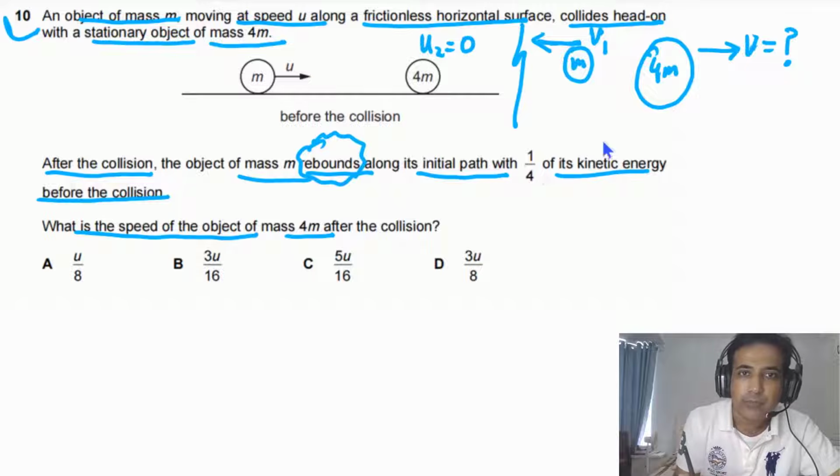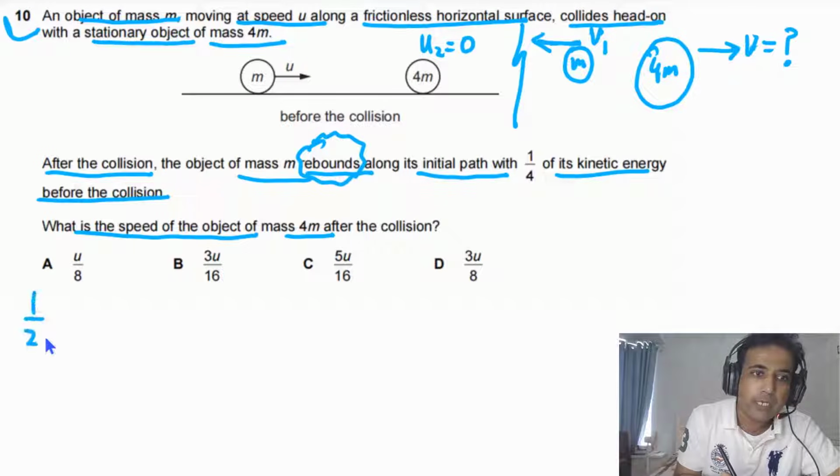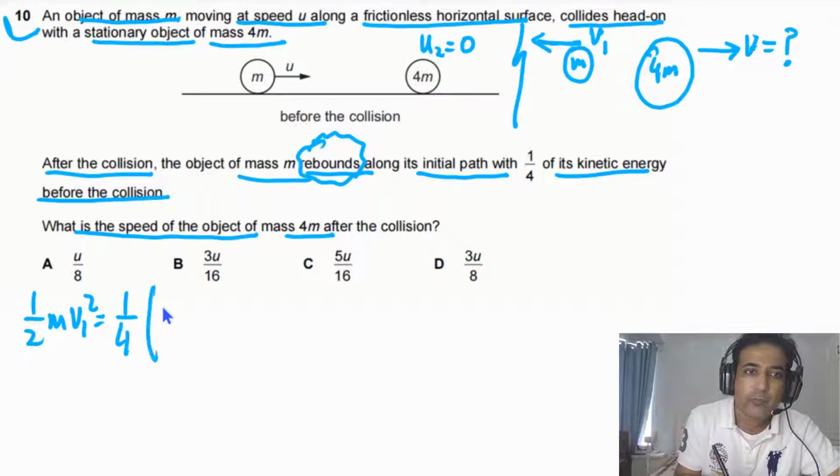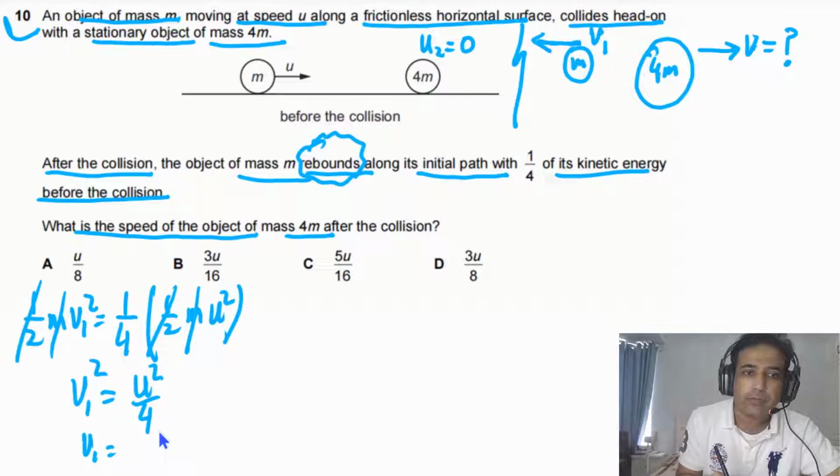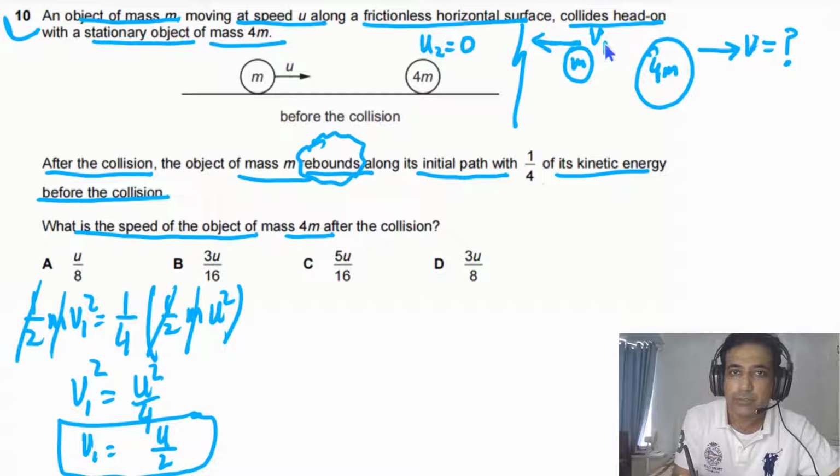It is given to us that the final kinetic energy, 1/2 m v1 square, is equal to 1/4 of the initial kinetic energy, 1/2 m u square. So we can cancel 1/2 with 1/2, and m with m, and we are left with v1 square equal to u square divided by 4, or we can say v1 will be equal to u divided by 2. So this is the speed of the object after the collision. So v1 is equal to u by 2, and we can update here: this is u by 2.